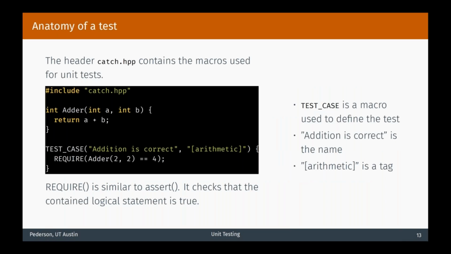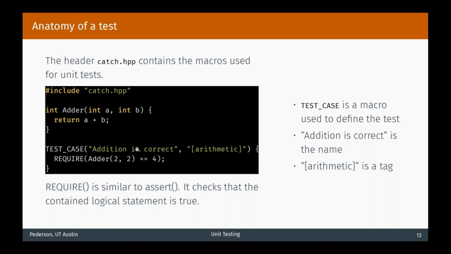So here's an explanation of what everything is in a unit test. The header up top here contains the macros and all the other things that we use for the unit tests. The test case macro just says this is a test case, and everything within the scope of the curly brackets is our test case. "Addition is correct", a string, is the name.